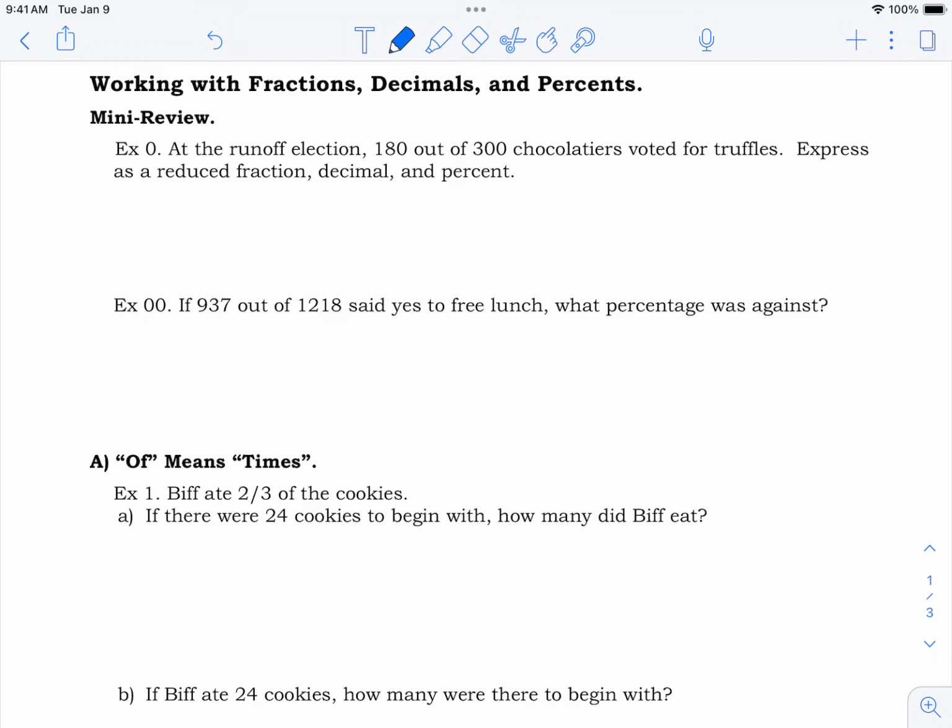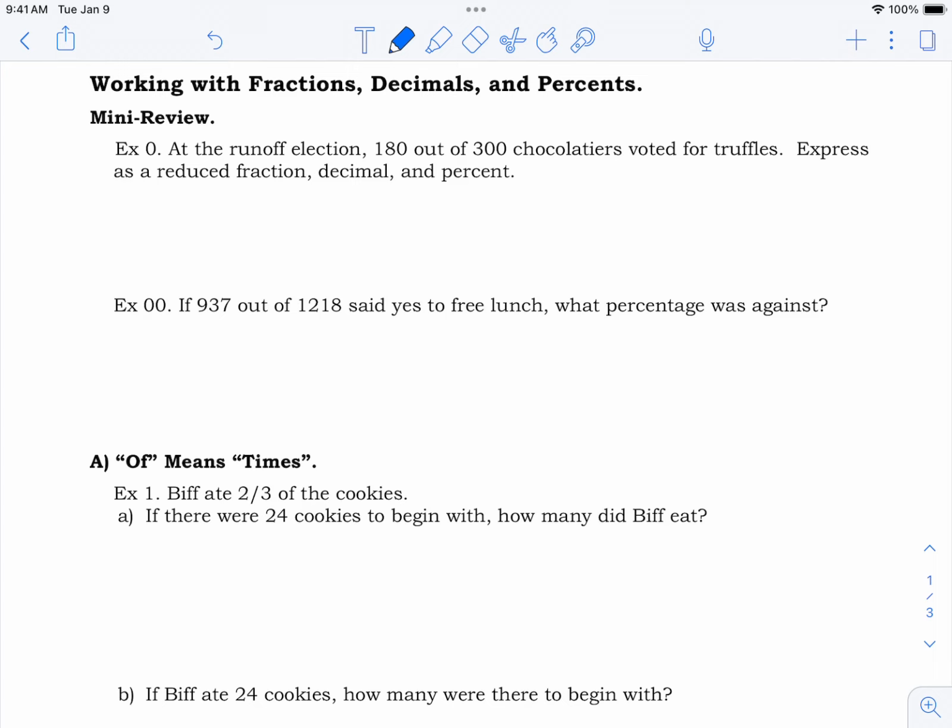In this lesson, we work a little more with these fractions, decimals, and percents. Before we get into anything that's new, I want to do a little mini review here. These questions are like what we saw in the last lesson.